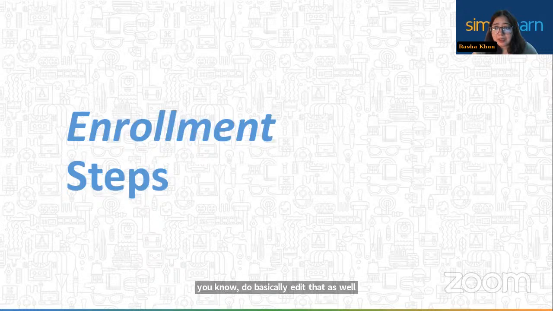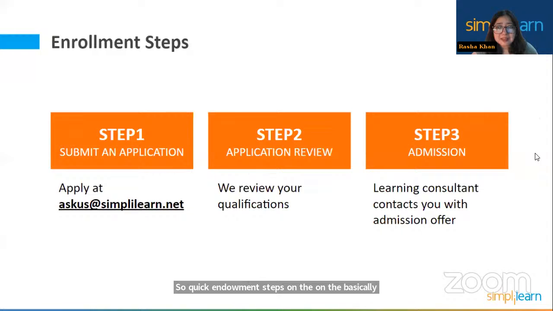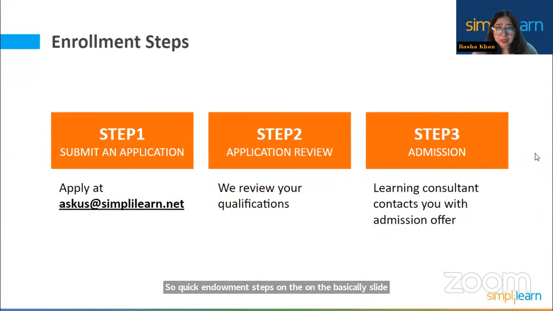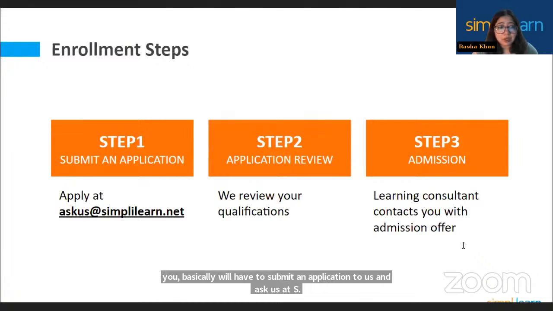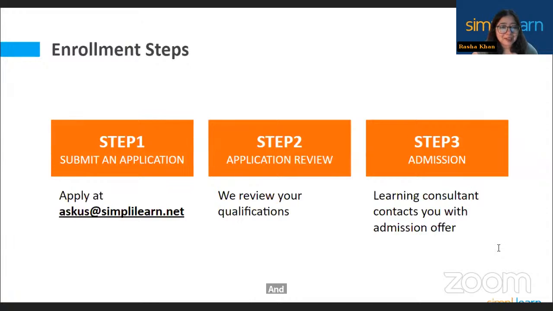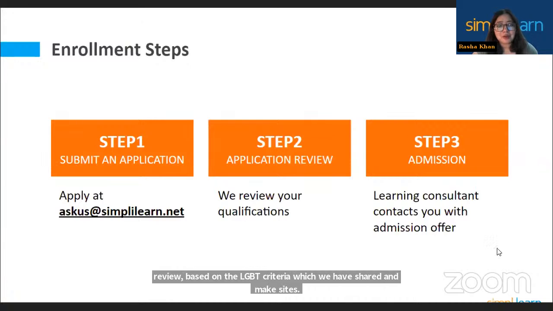So, quick enrollment steps on the slide here. There are 3 simple, easy steps you'll have to follow. A lot of you have shared interest towards enrollment, so this is for them. What happens after this is you will have to submit an application to us at askus@simplilearn.net. Based on that, your application will go for review based on the eligibility criteria and prerequisites we have shared. And in step 3, the learning consultants from Simplilearn will contact you for the admissions offer.